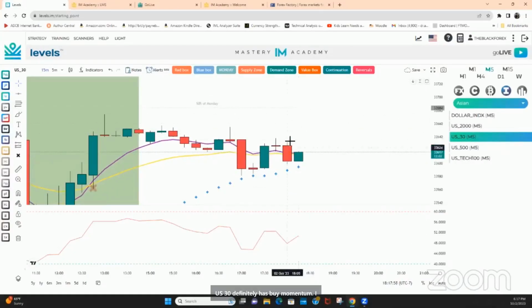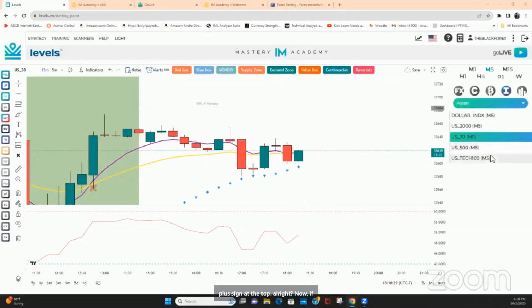Again, US 30 definitely has buy momentum. I absolutely would not sell US 30 yet, okay? It absolutely has buy momentum. How do I know that US 30 still has buy momentum? Plus signs are at the bottom. Very good. There's no plus sign at the top is what I want you to pay attention to for the buy, okay? No plus sign at the top.